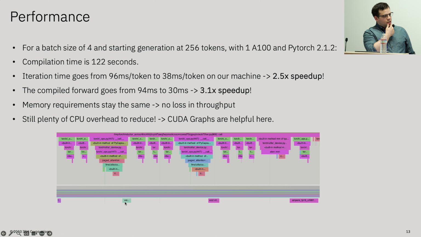Some other numbers that are not on the slide, but I checked this morning, are the eager GPU time. The work that you're doing on the GPU in eager mode for PyTorch is 12 milliseconds out of those 94. On compile, it's 9 milliseconds out of the 30. So compile is adding some optimization on the GPU as well, even though most of the optimization is coming from the CPU side.